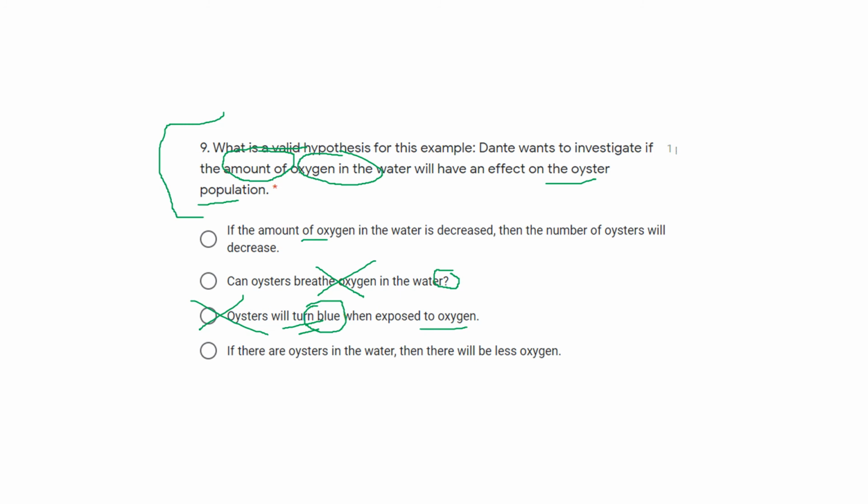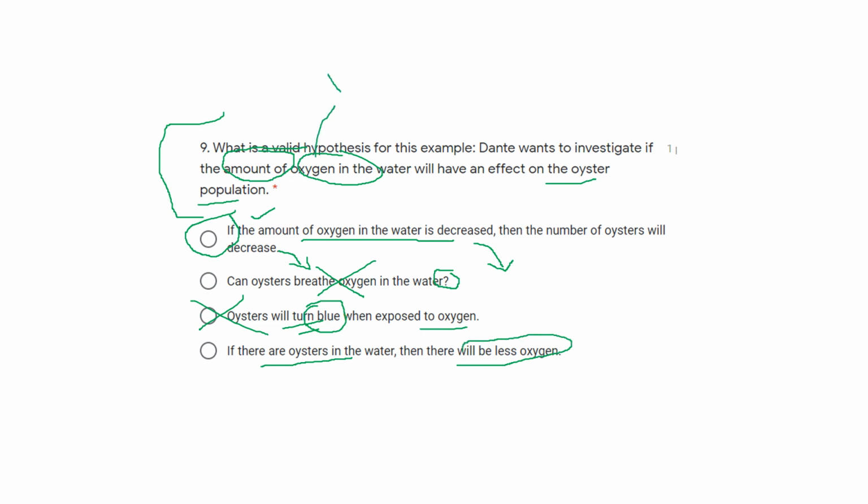If the amount of oxygen in the water is decreased, then the number of oysters will decrease. This is making a prediction. If there is less oxygen, there will be less oysters. It's a prediction about what will happen. This is a good hypothesis. The last one, if there are oysters, then there will be less oxygen. But this is the wrong way around.